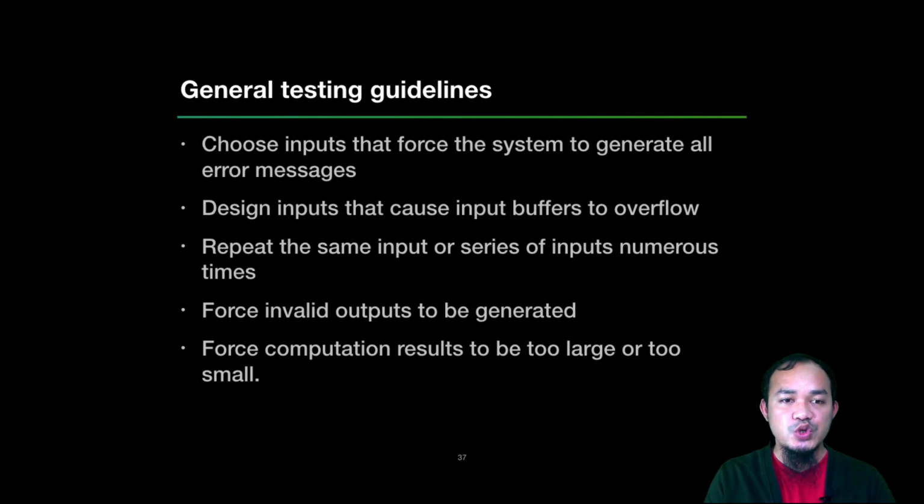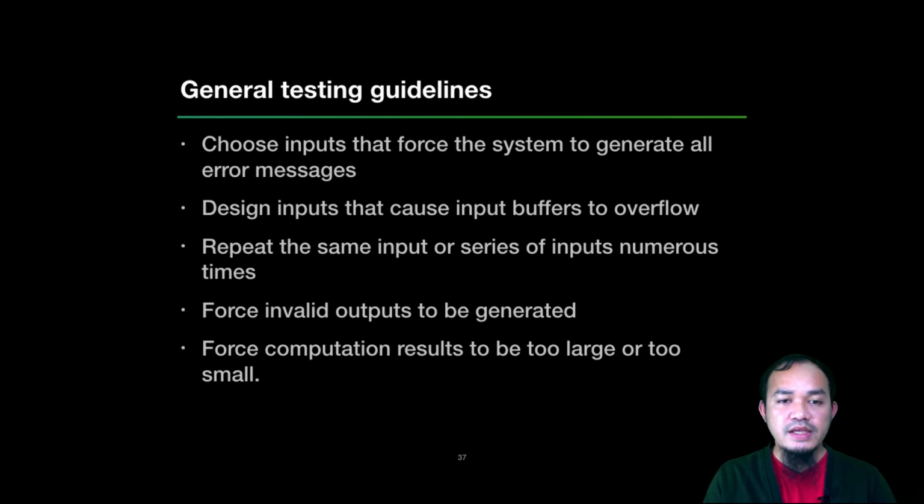The first is to choose inputs that force the system to generate all error messages. By using guideline strategies, you have to choose the input that you think can make the system generate a lot of error messages. And then we can see what kind of error messages, and then we can fix the errors. Next, design inputs that cause input buffers to overflow.